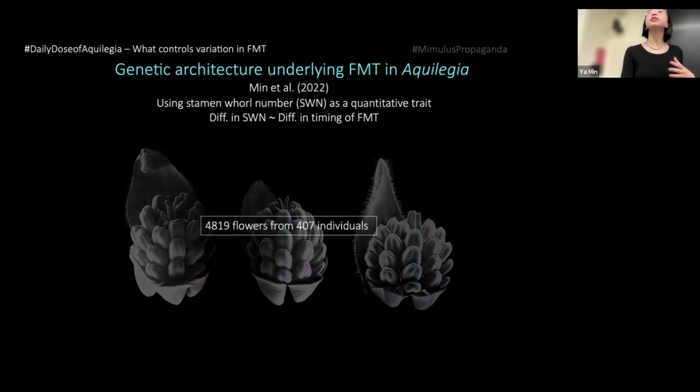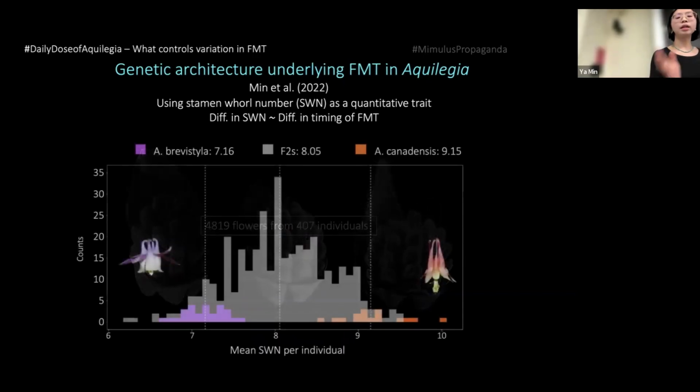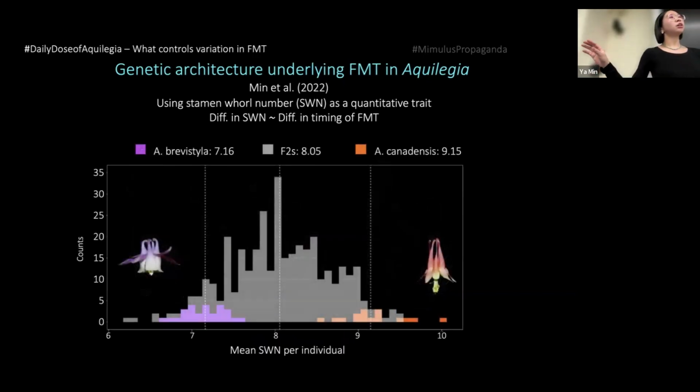So in total, I counted about 5,000 flowers in more than 400 individuals. If we look at the mean stamen whorl number per plant, we'll see a nice distribution where the parental species are clustered at the lower and the higher end, and the F2s spread across the entire range.